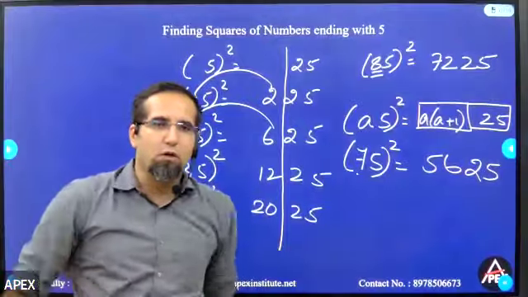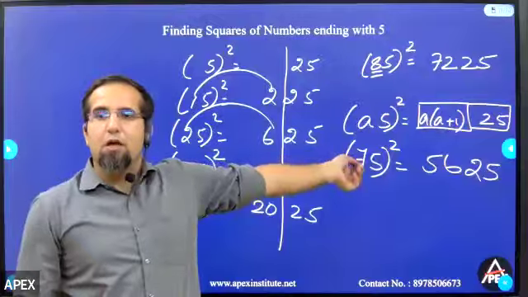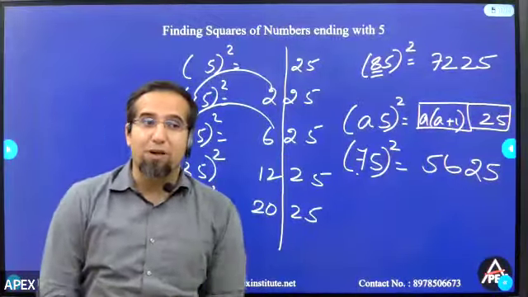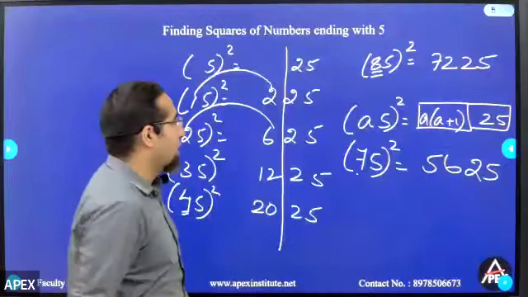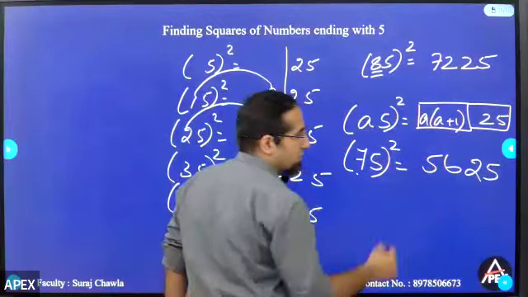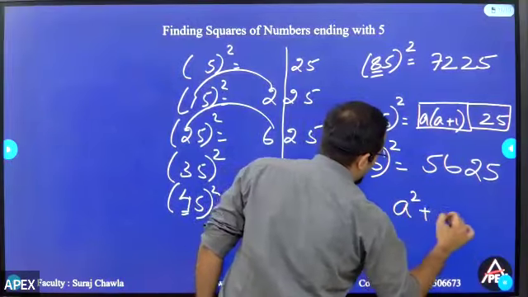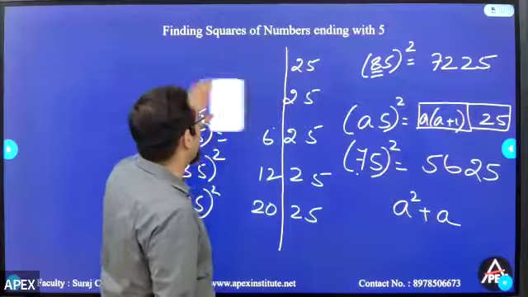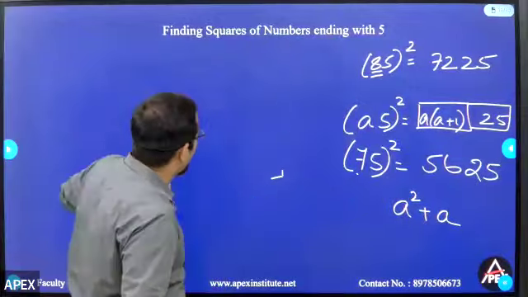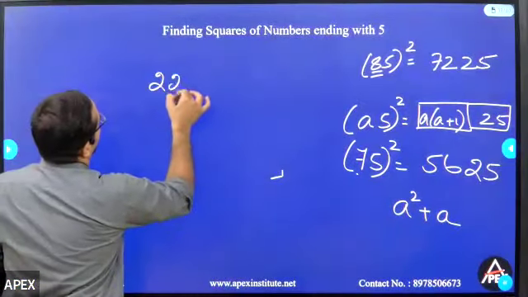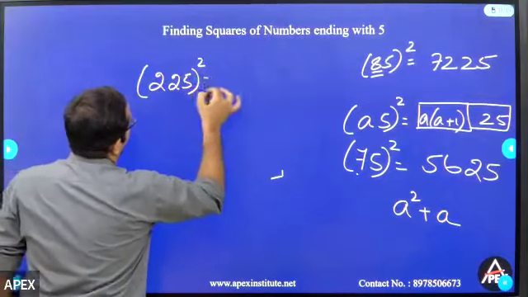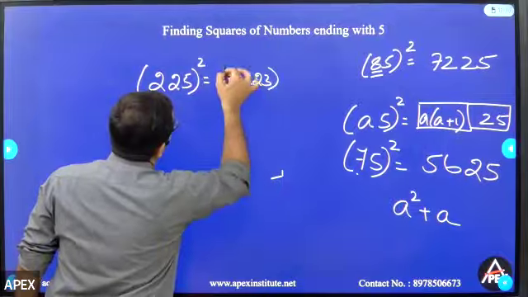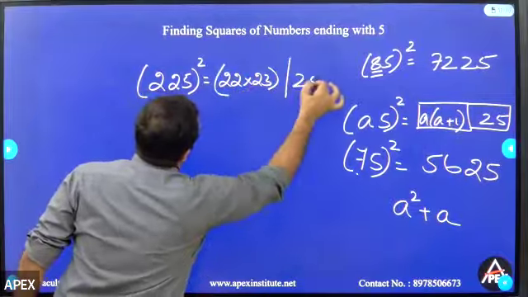Clear? So one more homework. Repeat this process till 255 square, because you have to learn by heart till 25 square. Why am I saying square? What is A into A plus 1? A square plus A. Now let's take one example. Suppose I'm talking about 225 square. So can I say this will be 22 into 23 and the number will end with 25?